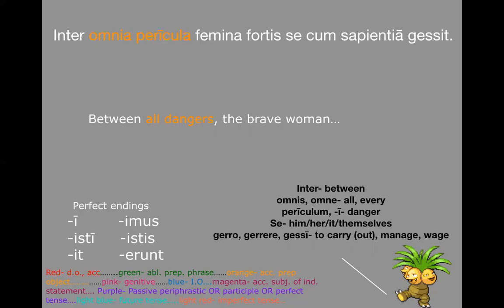I get to translate omnis as all, and I still make periculus plural, which it is. Anyway, the brave woman, what did she do? She say cum sapientia gessit. Gessit is from gero, gerere. If it doesn't have the double R's and has double S's instead, it's going to be perfect tense.